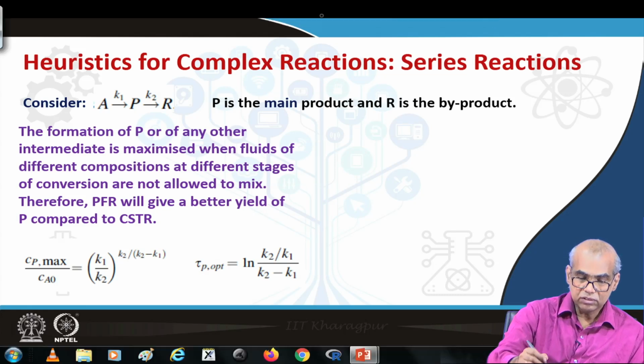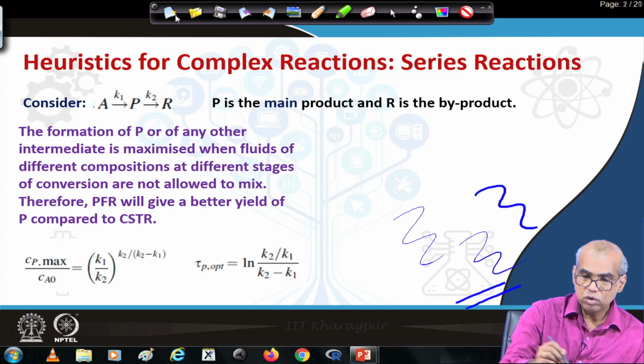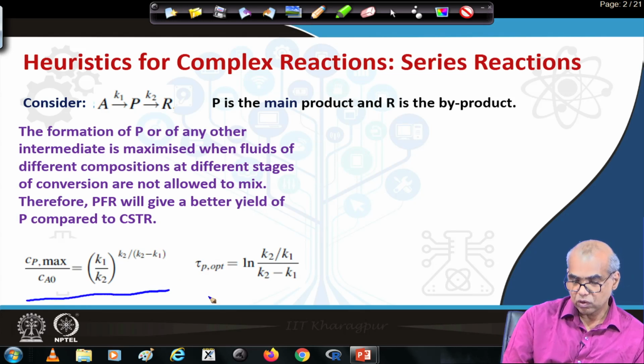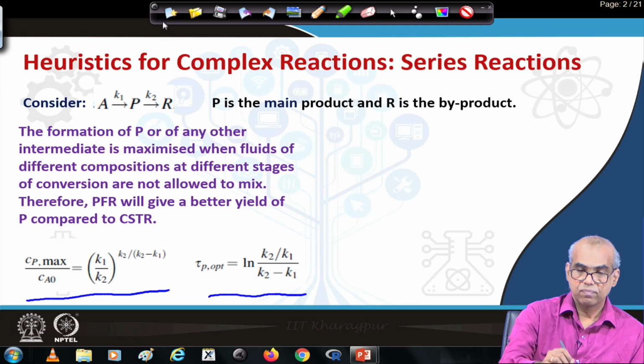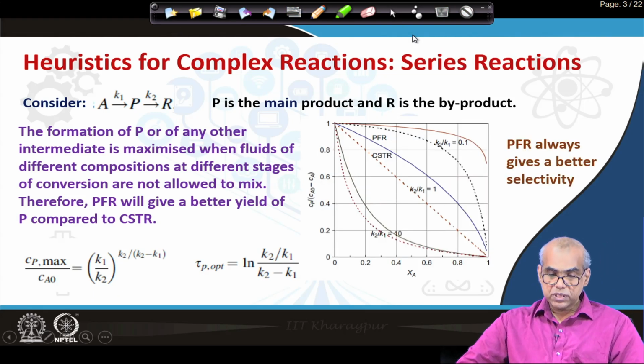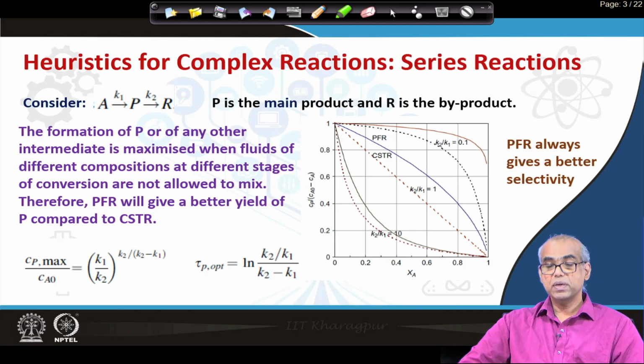So, for this given reaction, we can compute what will be the Cp max and the corresponding residence time. We can make a plot of Cp versus Ca0 minus Ca versus conversion, and this figure also says that the plug flow reactor will always give a better selectivity compared to CSTR.